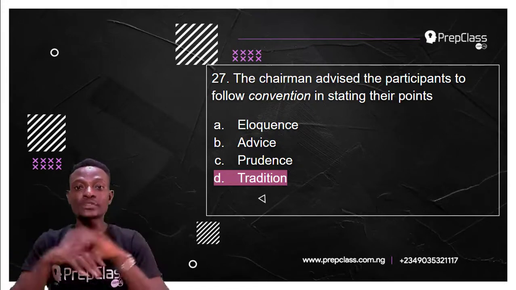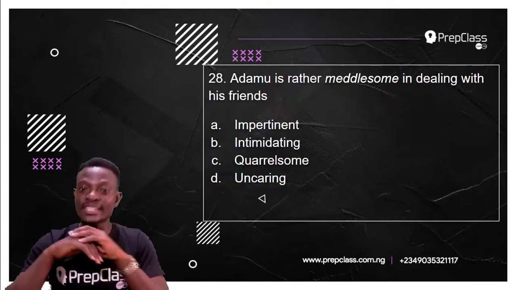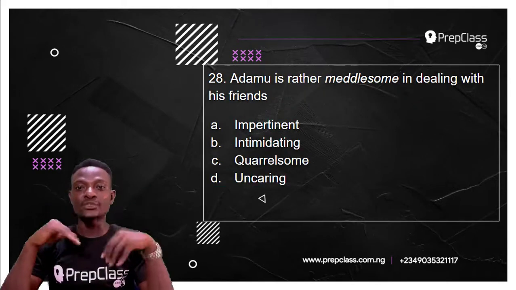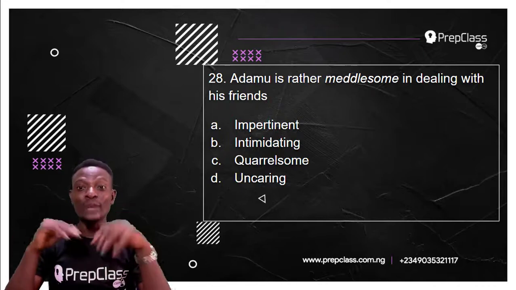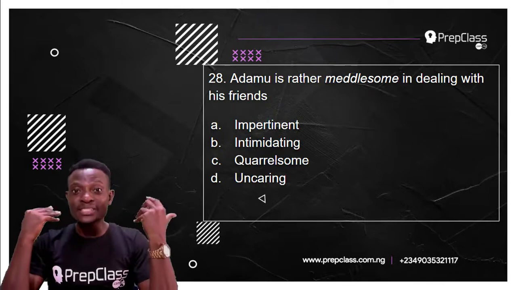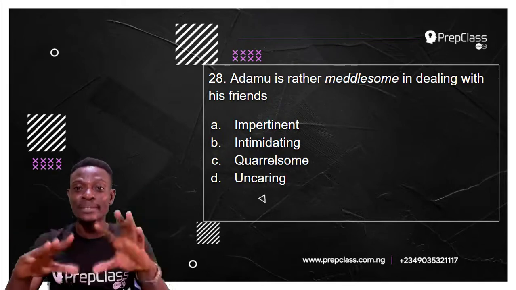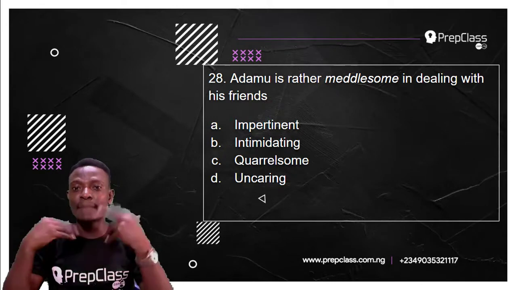Alright, moving on to the next question, question number 28. Question 28 reads, Adamu is rather meddlesome in dealing with his friends. Remember, we had to select the option that is nearest in meaning to the word in italics. Now, the word in italics here is meddlesome.